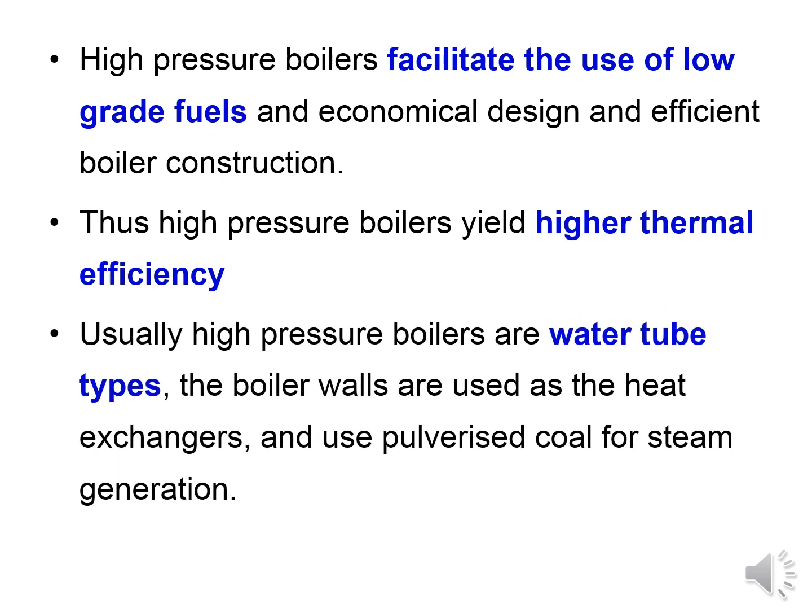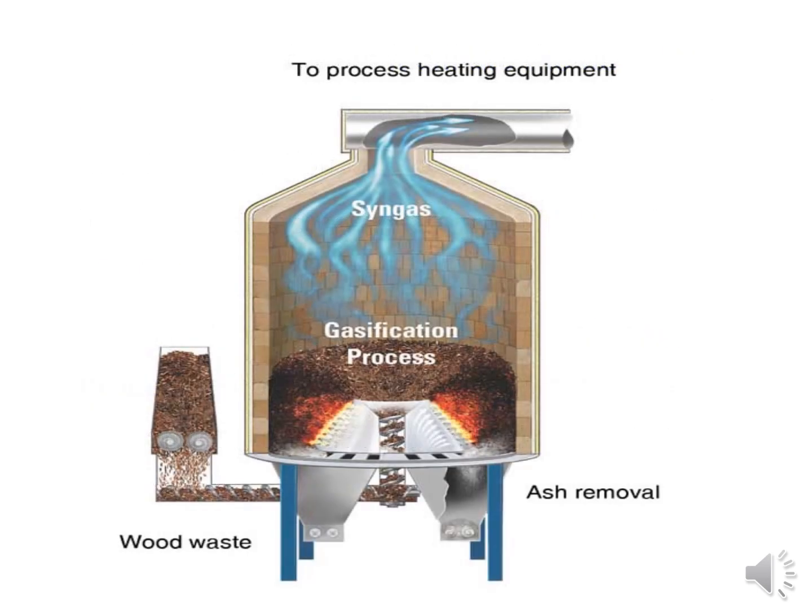So high pressure boilers use low grade fuels, have higher thermal efficiency, and water tube types are used. So this is the process here. One more, this is the gasification process. This is just for your information we have shown here.